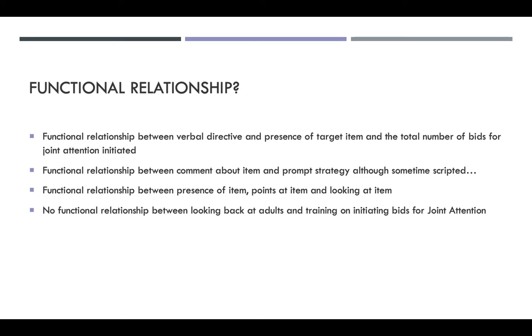So then a functional relationship. These researchers did find a functional relationship between the verbal directive and the presence of the target item and the total number of bids for joint attention initiated. So that verbal directive of, look, client, at that doll hanging from the ceiling, or just having a novel item in the participant's environment and seeing if they give a bid for joint attention, like, are you seeing what I'm seeing? So some of the things that they would have you bait the room before this intervention.